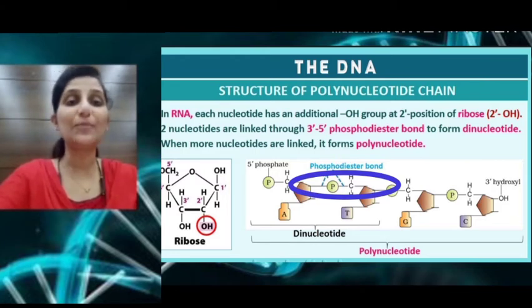And how many ester bonds are formed? Two ester bonds are formed. Okay, so it's called a 3'-5' phosphodiester bond.